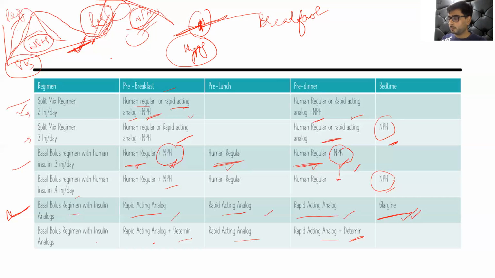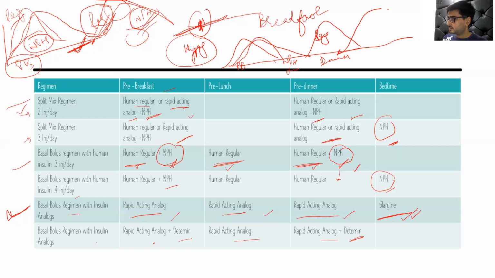We give the NPH a little bit later, at bedtime. So now the graph becomes like this. This is pre-breakfast, we didn't touch it. Suppose lunch is here, and this is NPH. This is pre-dinner, again regular insulin, which takes care of the blood sugar levels of dinner, and here we give NPH at bedtime. Now this hypoglycemia was not taking place. So the NPH is given at bedtime, they are not given together. This is the benefit and logic behind this split mix regime of 3 injections per day.